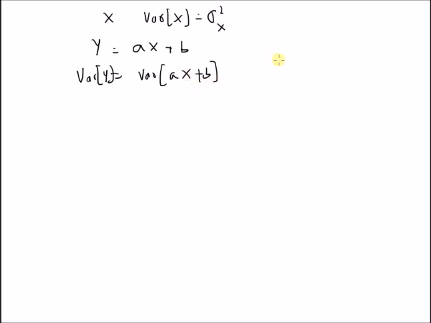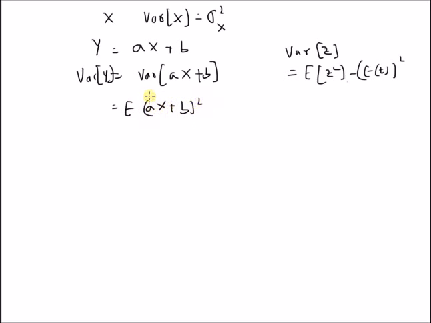And by definition of variance, the variance of a random variable z is equal to expectation of z square minus expectation of z whole square. So by applying this original definition, we have expectation of square of ax plus b minus expectation of ax plus b, that is mean of ax plus b, squared.